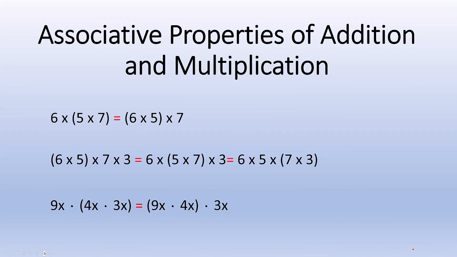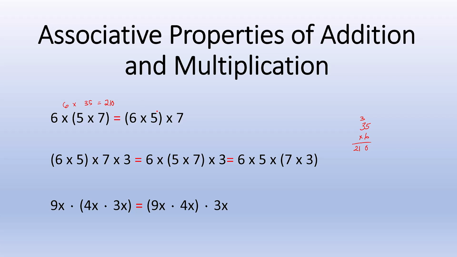Now let's take a look at the associative property of multiplication. 5 times 7 is 35. 35 times 6 is going to equal, okay, let's see, 35 times 6. 6 times 5 is 30. I carry the 3. 6 times 3 is 18 plus 3, 21. So 6 times 35 is going to give me 210 on the left side.